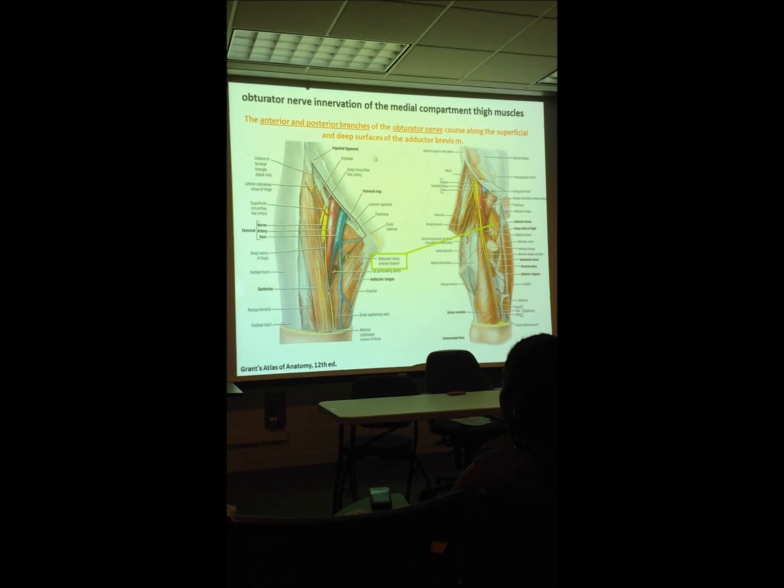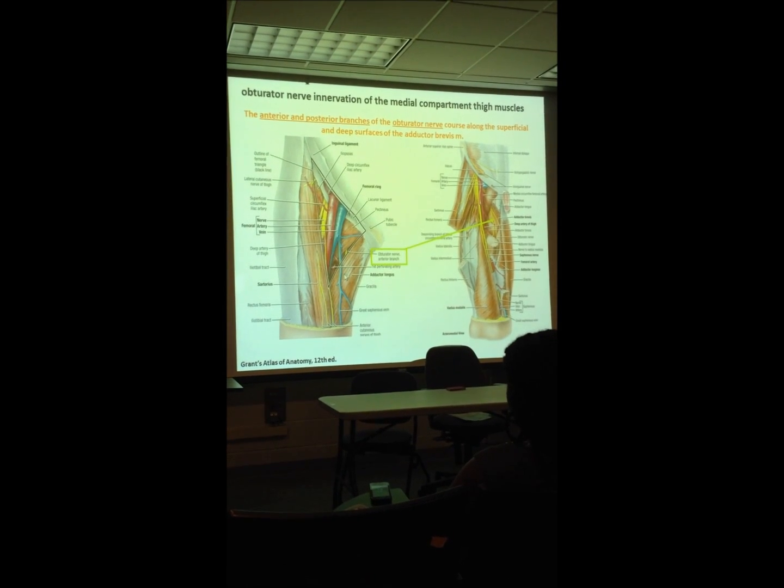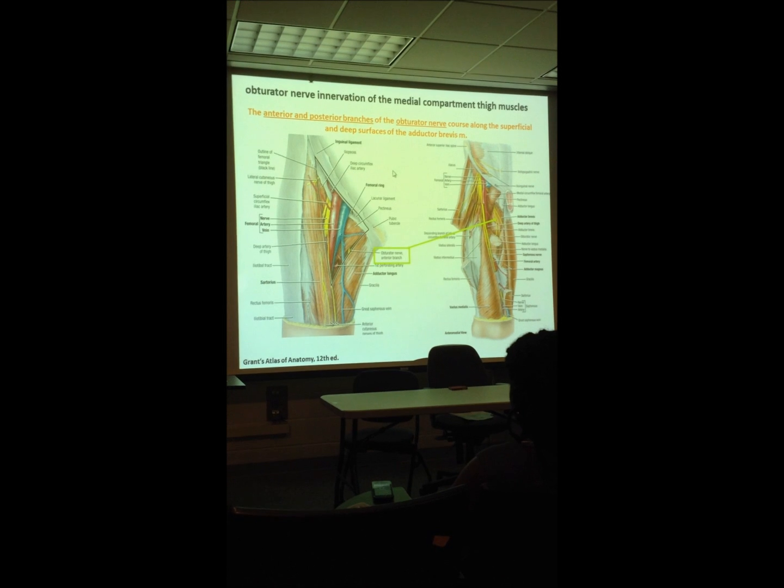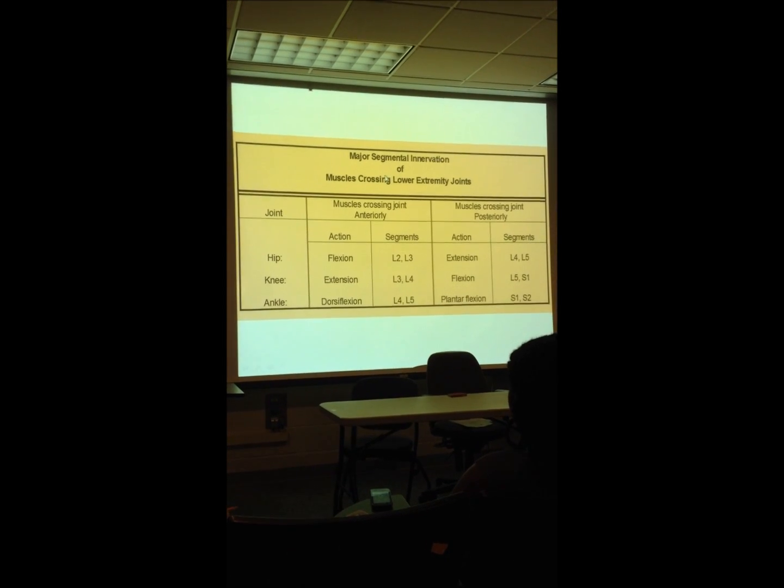All right. So it innervates those adductor muscles as well. Okay. So the obturator nerve is the nerve of the medial compartment.